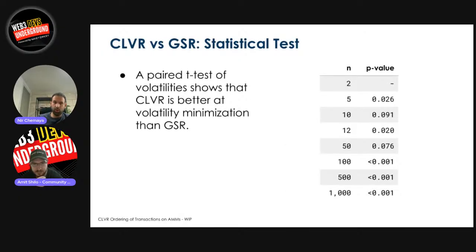Okay, when you run a statistical test about which is better, you can see that statistically, at least as there are more and more transactions, it's pretty clear that Clever is doing better than GSR.